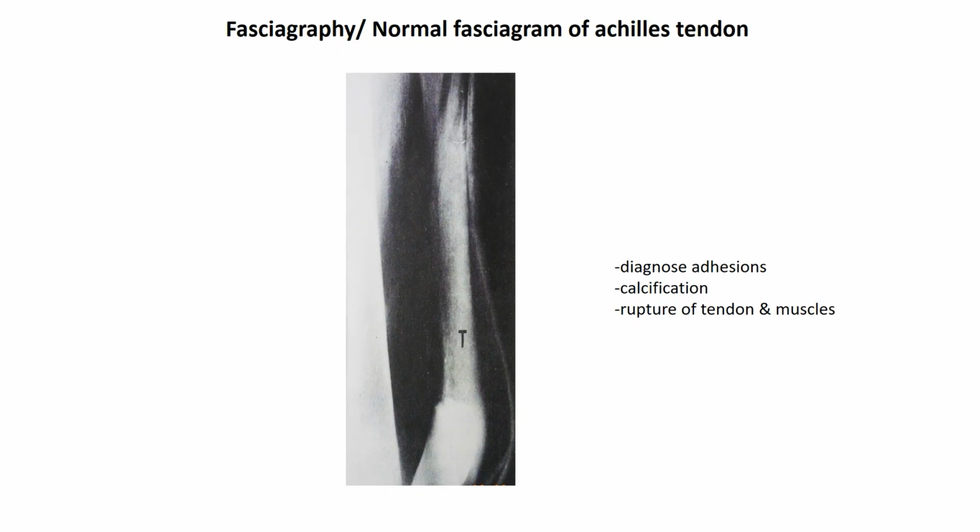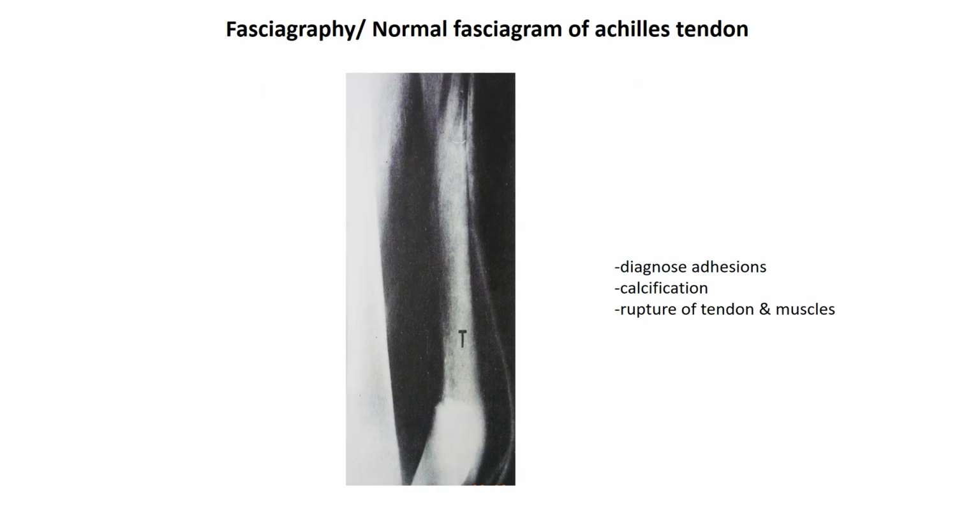The next procedure is fasciography. It's a contrast technique to evaluate the normal tendon and associated structures. Fasciography is generally used to diagnose adhesions of the tendon, calcification, rupture of tendon, rupture of muscle, etc. For fasciography, we should prefer a negative contrast material.